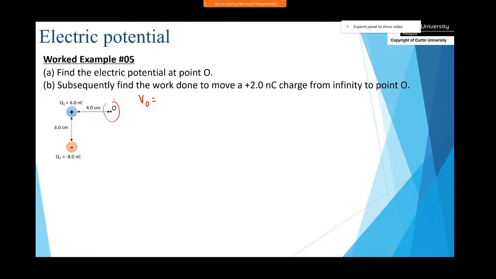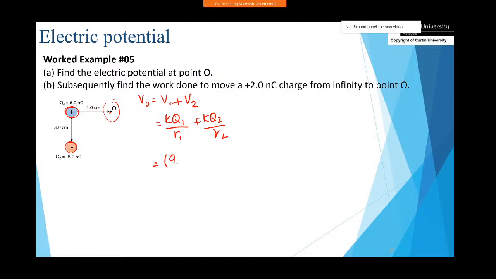Okay, potential at point O. So it will be equal to the electric potential caused by Q1 plus the electric potential caused by Q2. If I stand here, I can feel the potential of both Q1 and Q2. So V equals kQ1 over r1, oh no square, sorry, over r1, plus kQ2 over r2.